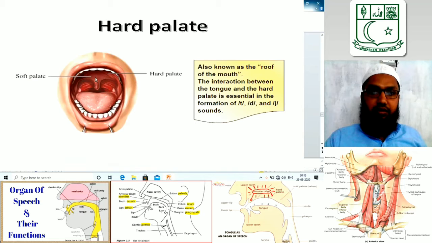Here you can see this is the hard palate, and just below the hard palate we have the soft palate, also known as the roof of the mouth. The interaction between the tongue and the hard palate is essential in the formation of ta, da, ya sounds.